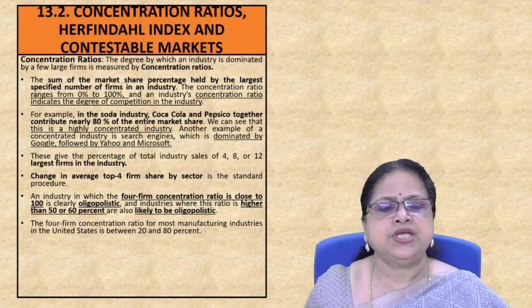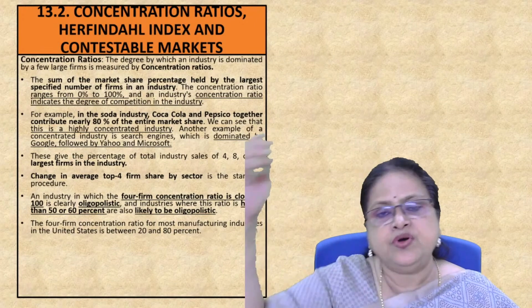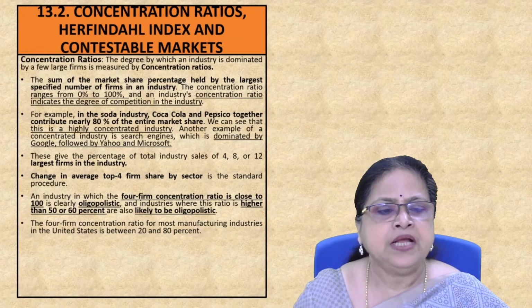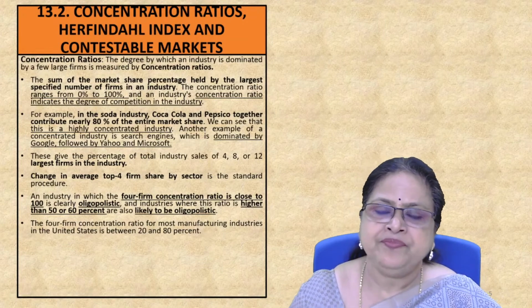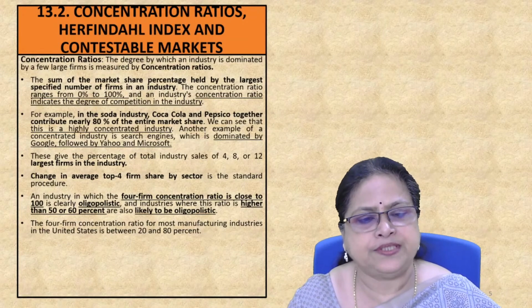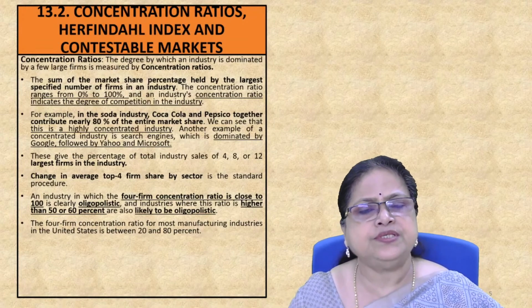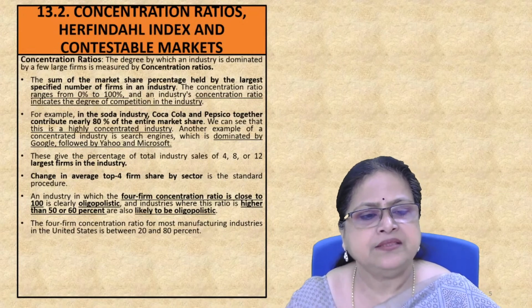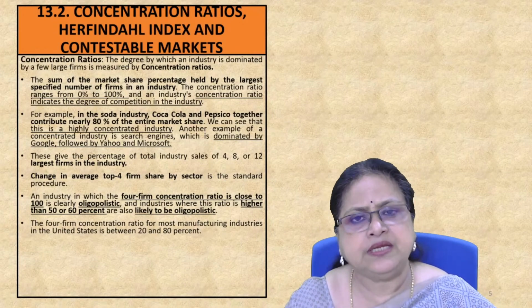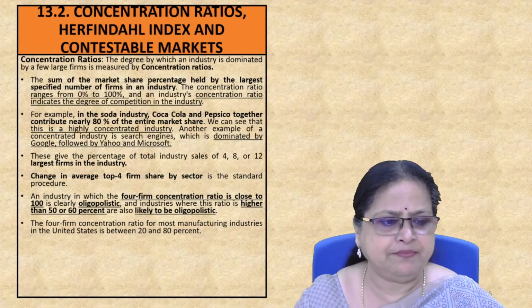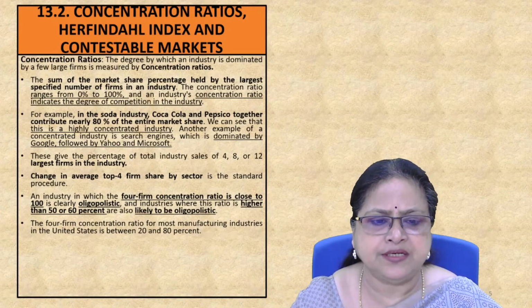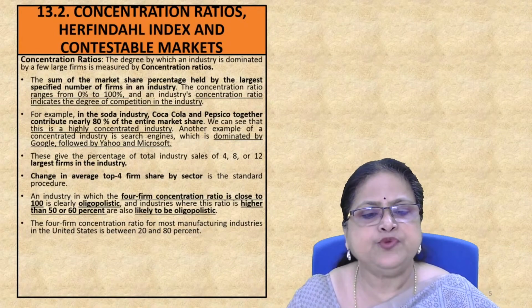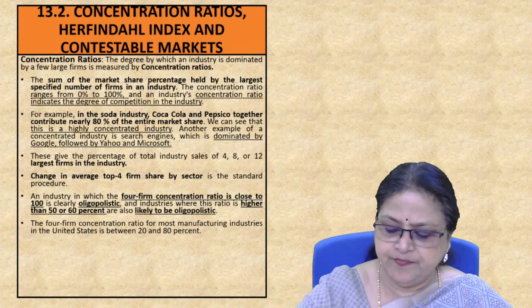An industry in which the four-firm concentration ratio, meaning the top four largest firms, is close to 100, then the market is clearly oligopolistic. An industry where this ratio is higher than 50% or 60% is likely to be oligopolistic, or we can say likely to be an imperfect market. The four-firm concentration ratio for most manufacturing industries in the United States is between 20 and 80%.